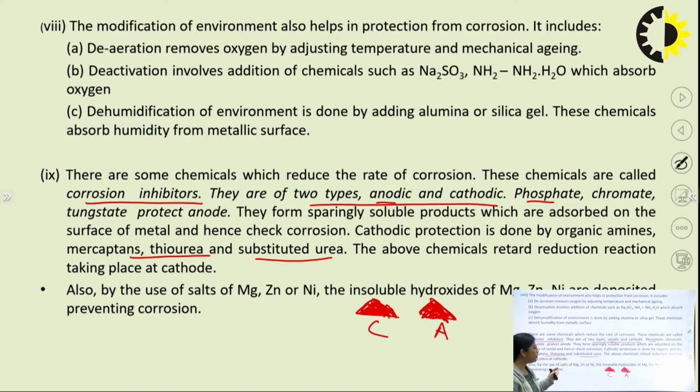Another method is the use of salts of magnesium, zinc or nickel; the insoluble hydroxides of these metals also help in the prevention of corrosion. So these are general methods by which we can protect our metal from corrosion.